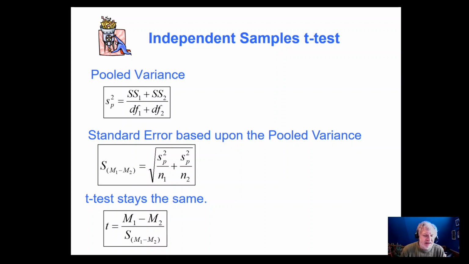Then when we calculate the standard error, instead of using the variance for group 1 and the variance for group 2, for both groups we use the pooled variance. We use it twice. So we take the pooled variance divided by n1 plus the pooled variance divided by n2. Then we would run our t-test. So with unequal n's, we use the pooled variance, and we'll walk through an example in a sec.